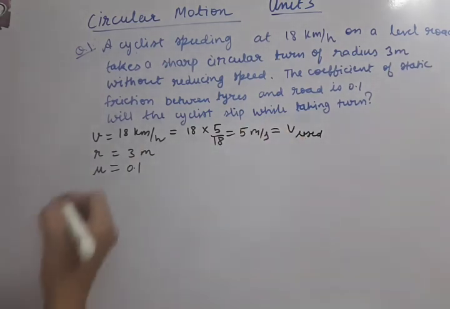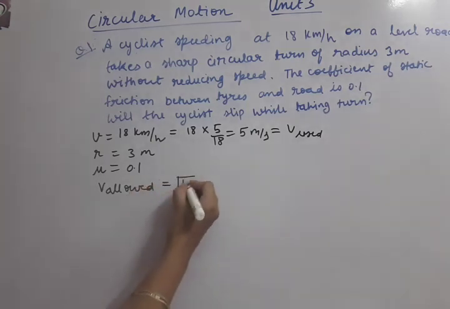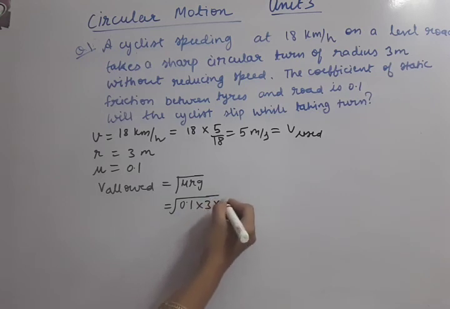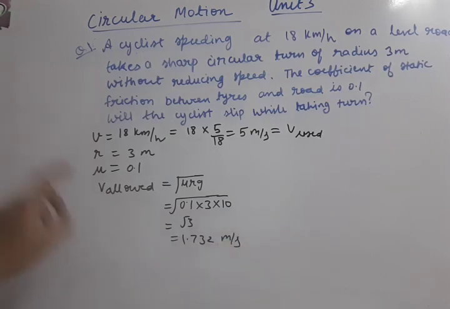Okay. Now let us calculate the velocity allowed, or maximum allowed velocity. How to calculate it? That is by the root mu Rg formula for the level road. Okay. This formula is only applicable for a horizontal road. Okay. Now let us apply. Mu is 0.1, radius is 3, and g we can take just now as 10. Okay. Now this way root 3, that means 1.732 meter per second is the allowed velocity. So the allowed speed is only around 1.7.